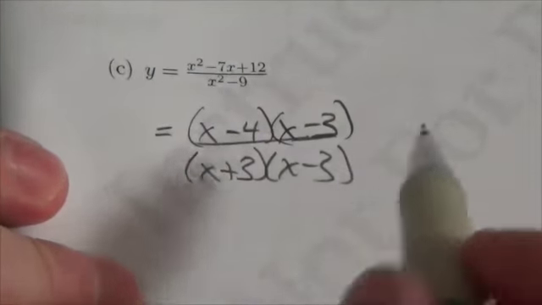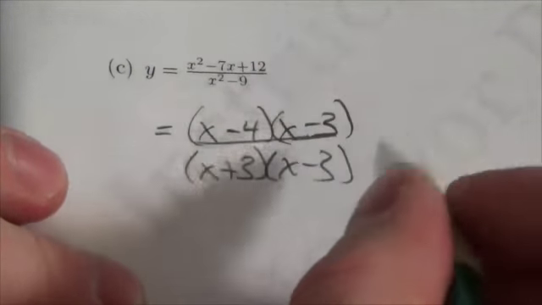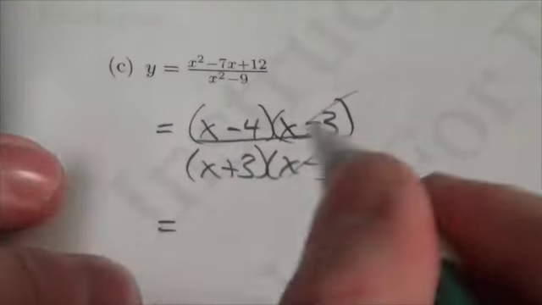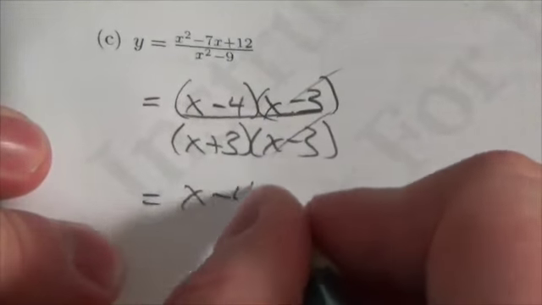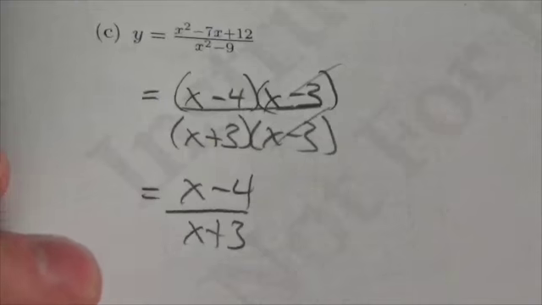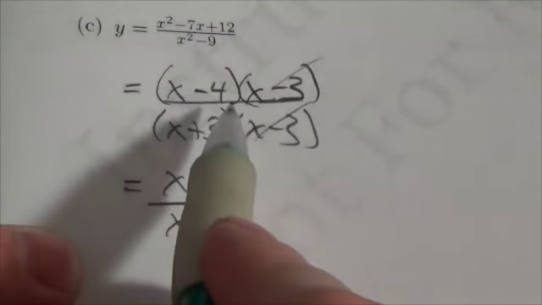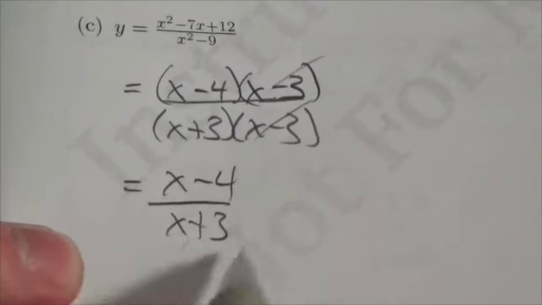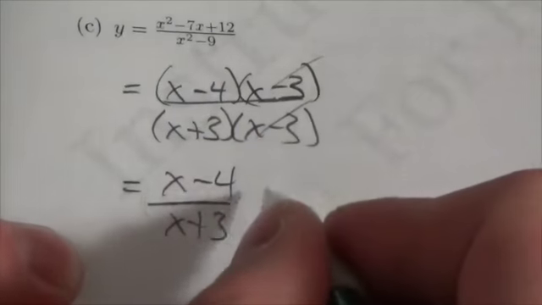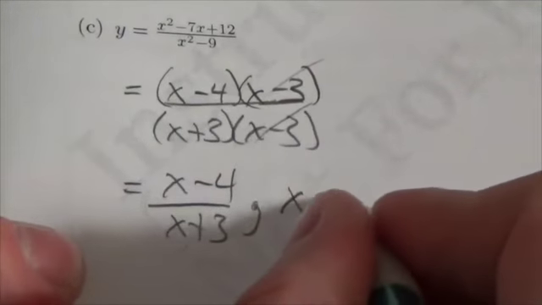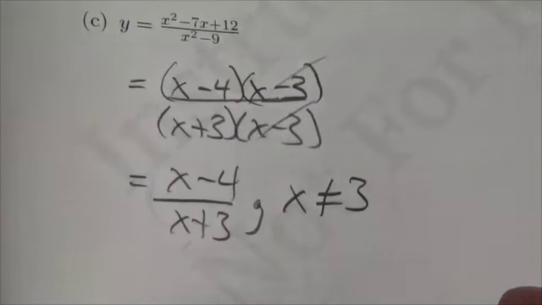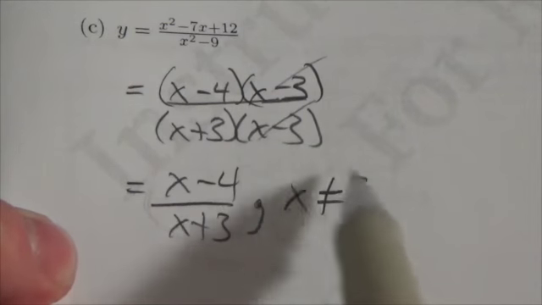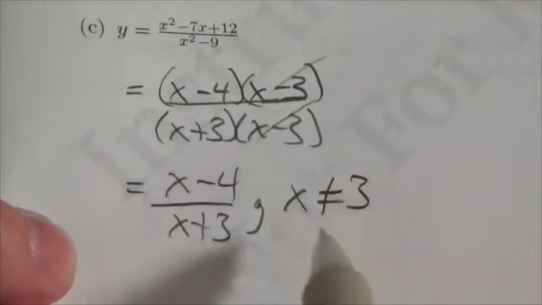Okay? Here I see that the x minus 3 factors cancel. However, this function here is going to be equivalent to x minus 4 over x plus 3. Now, however, they're not exactly equal, okay, because the original expression was undefined at x equal to +3. This one that I'm left with isn't. So to make them equal, I actually have to state that x can't equal +3.